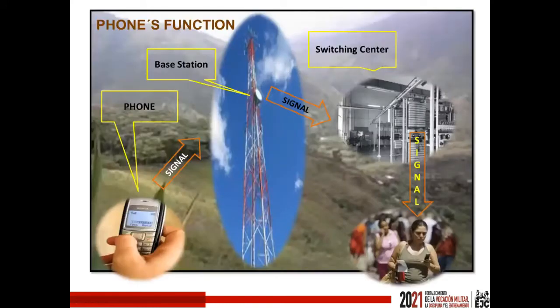So the phone's function is basically when our phone sends a signal to the base station, and this antenna or base station sends the signal through the switching center, and this center sends this signal to the final user.